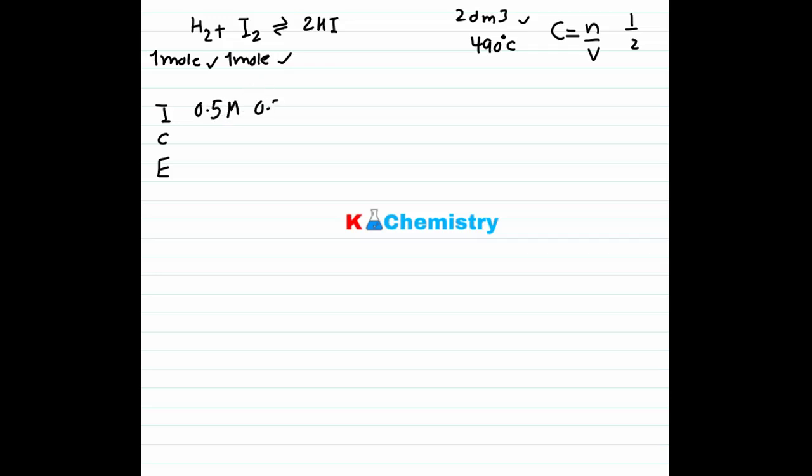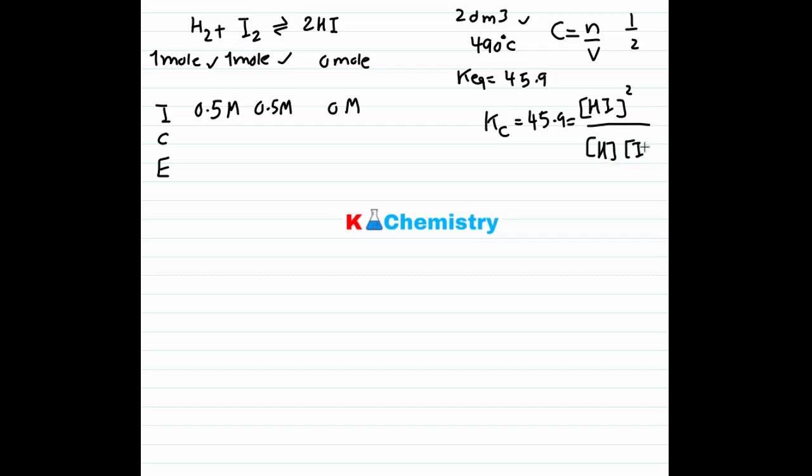And this one is the initial concentration because this is what the reaction started with. He didn't say that I started with any of the HI, so here it is 0 moles and the concentration is 0 molar. This is not the equilibrium concentration, so we cannot use this in the equation of the K equilibrium, or Kc. It says that the Kc value is equal to 45.9. So this 45.9 is equal to the concentration of HI squared divided by the concentration of H2 and I2 multiplied by each other.